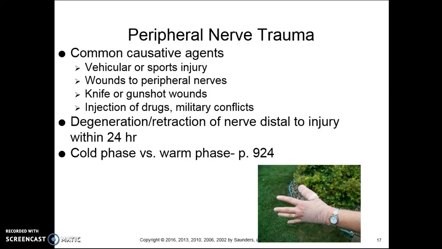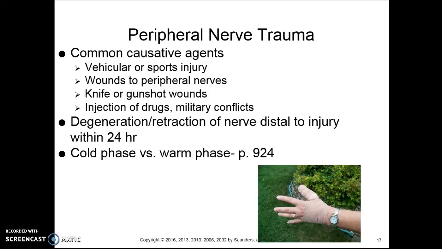So peripheral nerve trauma, okay? Common causative agents are listed out in your book. Vehicle or sports injuries, wounds to peripheral nerves such as knife or gunshot wounds, patients that have been injecting drugs, people that have been in the military and have had some kind of military conflict where they ended up hurt. You want to read through the degeneration, retraction of nerve distal to injury within 24 hours. That's in your book.